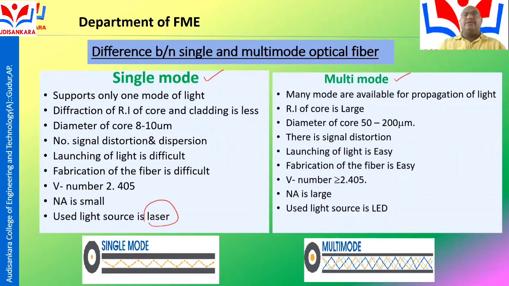On the other side is the multi-mode step index fiber. In multi-mode step index fiber, many modes are available for propagation of light. The refractive index of the core is large. The diameter of the core is nearly 50 to 200 mm. There is large signal distortion. Launching of light is very easy. Fabrication is easy. The V number is greater than or equal to 2.405. The numerical aperture is large, and multi-mode step index fiber uses a light emitting diode as its source.